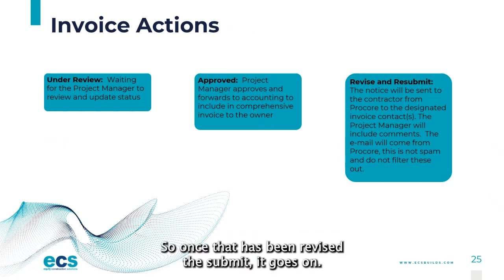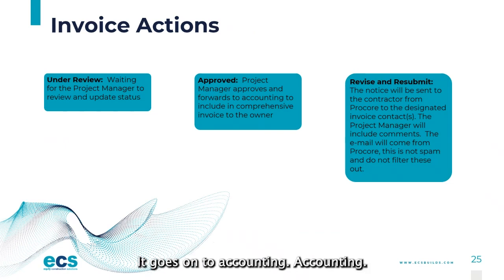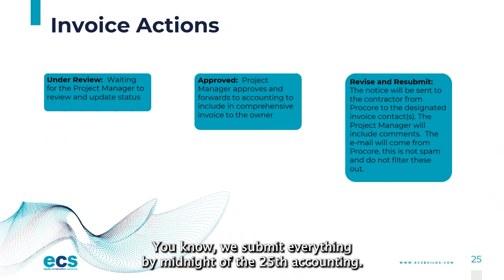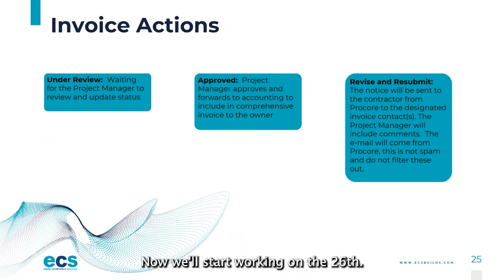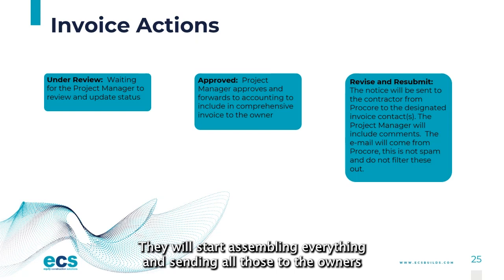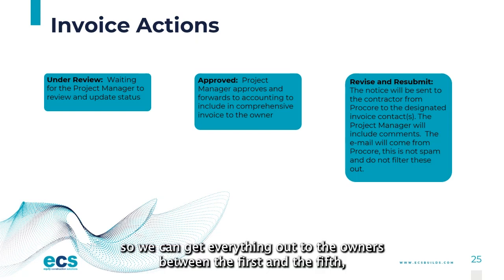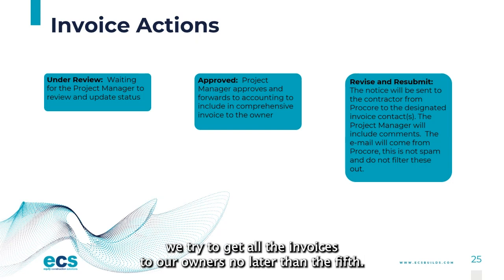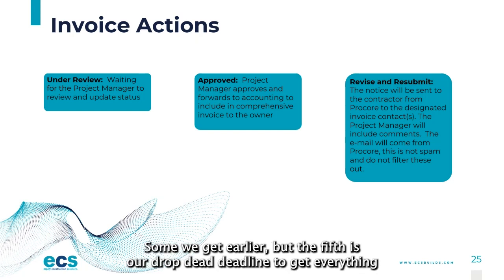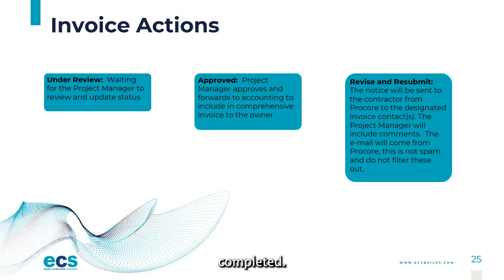So once that has been revised and submitted, it goes on to accounting. Accounting will take those on, we submit everything by midnight of the 25th. Accounting now will start working on the 26th. They will start assembling everything and sending all those to the owners so we can get everything out to the owners between the 1st and the 5th. We try to get all the invoices to our owners no later than the 5th. Some we get earlier, but the 5th is our drop dead deadline to get everything completed.